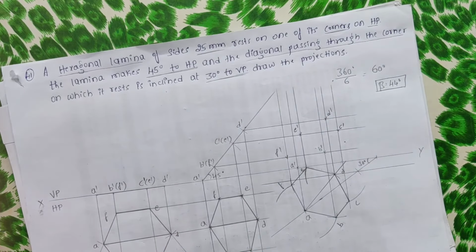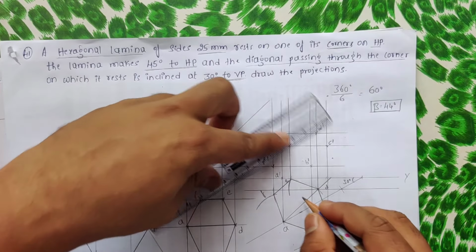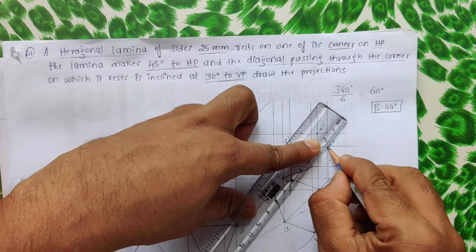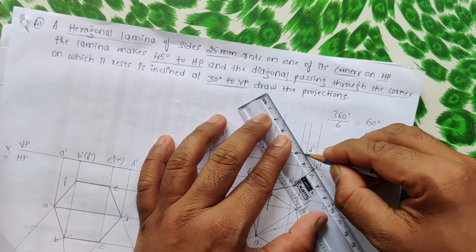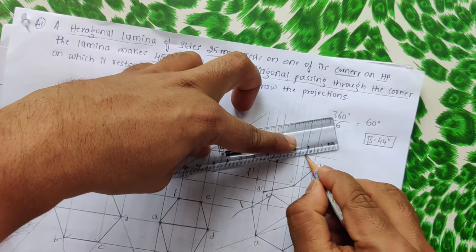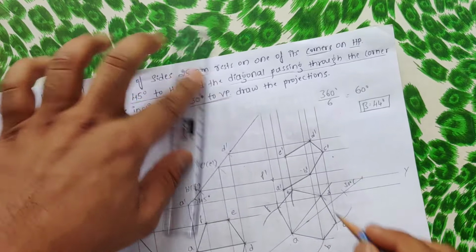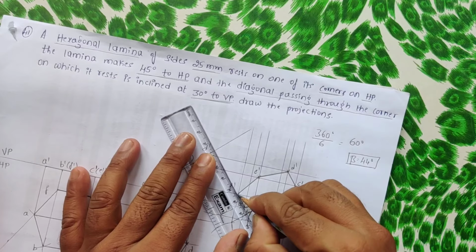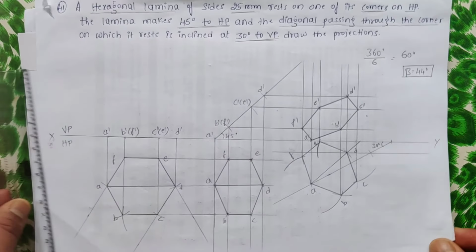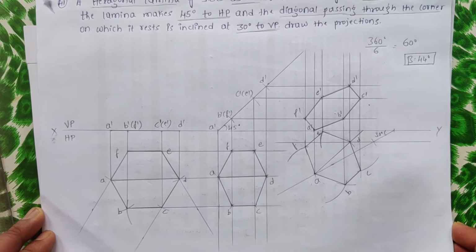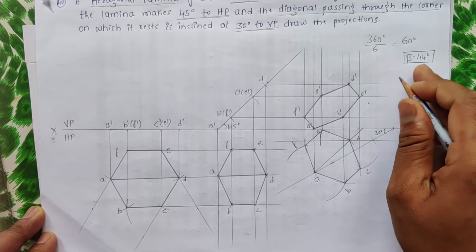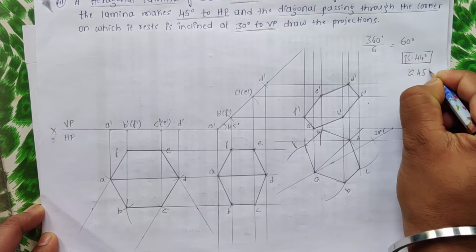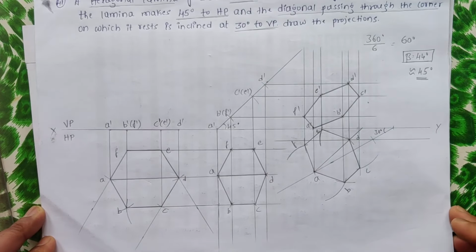So now join for all the points. A dash to B dash, B dash to C dash, C dash to D dash, D dash to E dash, E dash to F dash, and F dash to A dash at last. So this is the final view of the problem. So the beta angle is 44 degree, or it is approximately 45 degree. Hope you understood this.